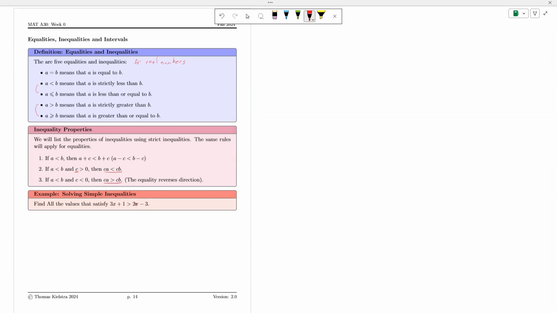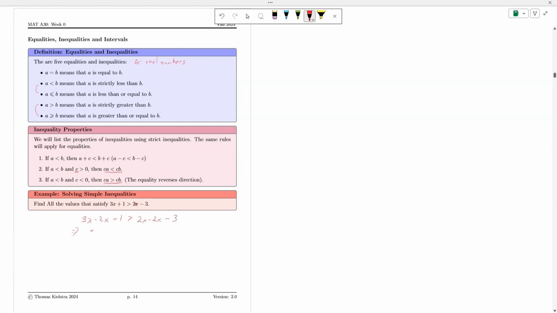Now, with this, one of the obvious questions is, how do we solve inequalities? Well, this is a simple example. We want to find all values of x such that we solve it, and we're going to use these 3 properties. The first thing I'm going to do is add and subtract values on both sides such that I get x all on one side and numbers all on the other. So I'm going to get 3x minus 2x plus 1 is greater than 2x minus 2x minus 3.